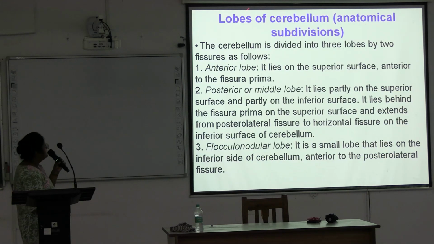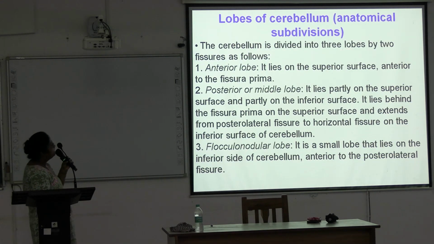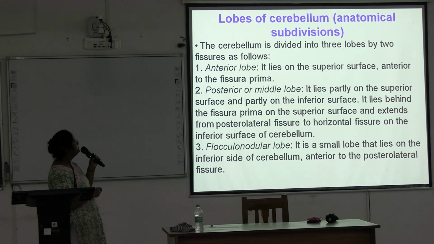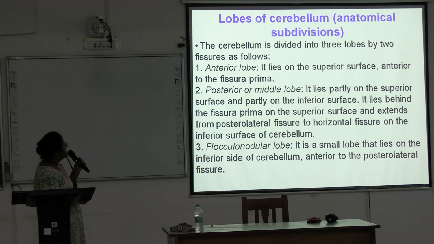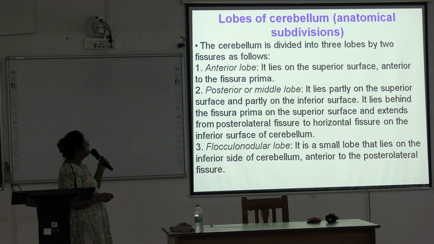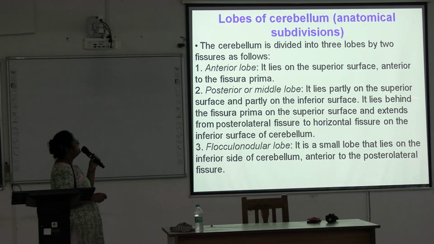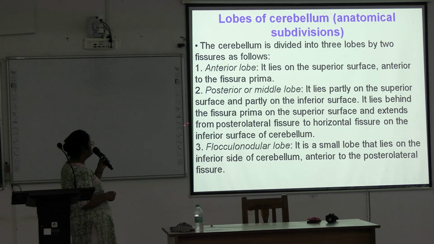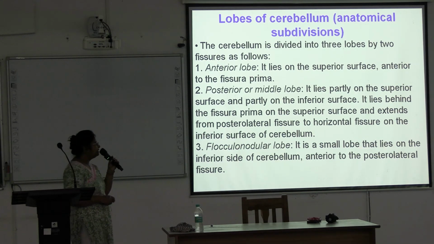Okay. Next we are discussing the lobes, divided into three lobes by two fissures. The anterior lobe lies on the superior surface, anterior to the fissura prima. The posterior or middle lobe lies partly on the superior surface, partly on the inferior surface. It lies behind the fissura prima on the superior surface and extends from the posterolateral fissure to the horizontal fissure on the inferior surface of the cerebellum.